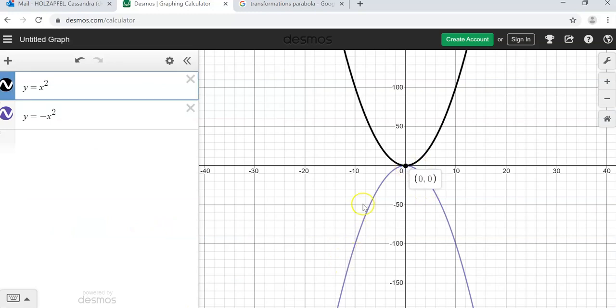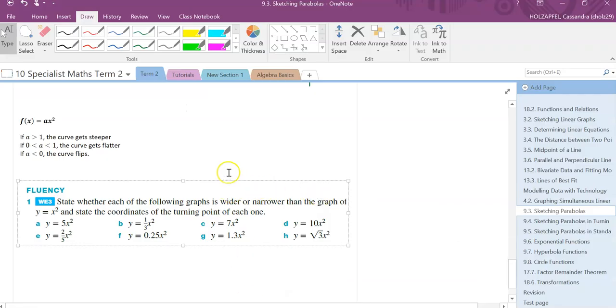Now, keep in mind the turning point for the other parabola is still in the same spot, because it's just flipped over. It's exactly symmetrical. So the turning point is going to be 0, 0 for all of these functions. All right, so pause the video and then I'm going to come back and tell you all of the answers.